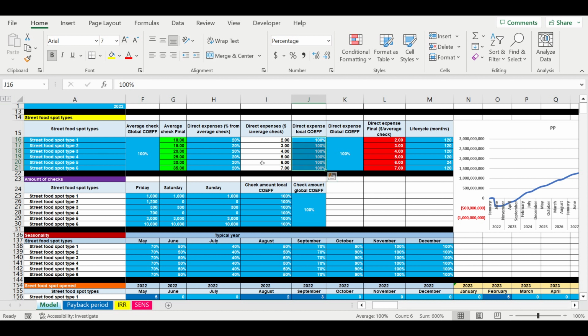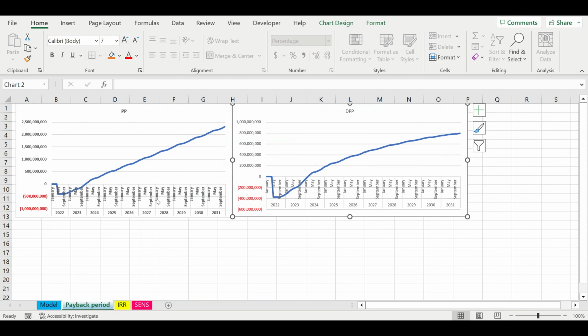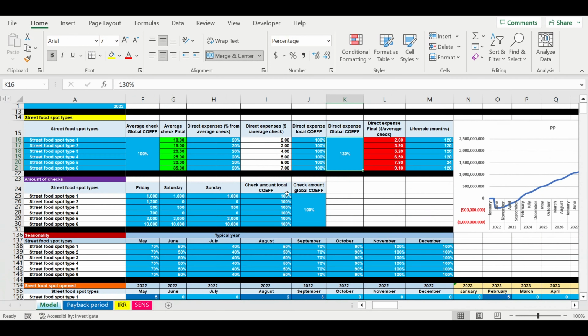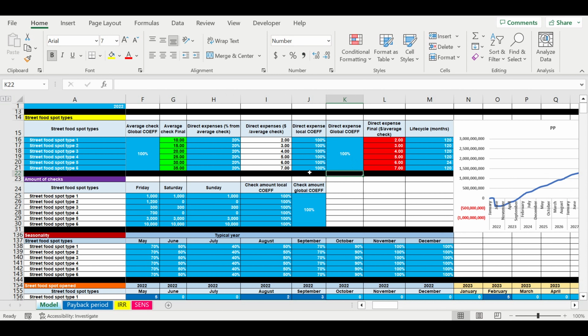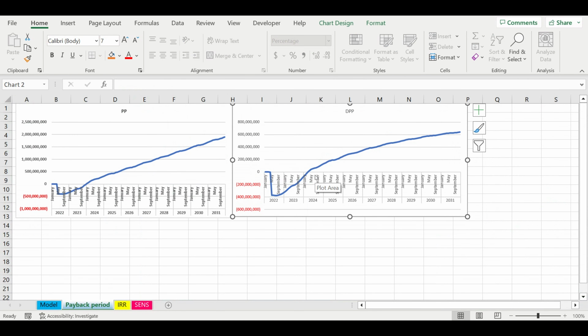For example, if we want to generally increase the level of direct expenses inside the average check by 30%, we can do it like this. We can go back to the simple and discounted payback period. Or, for example, we don't want to increase the expenses for all types, but we just want to double the expenses of street food spot type number 6 and see what will happen. We can go back and see what will happen.